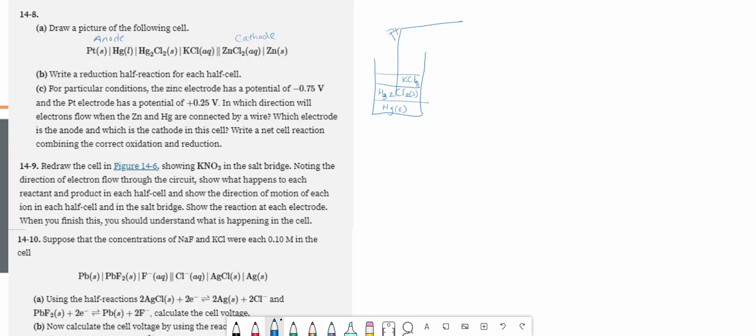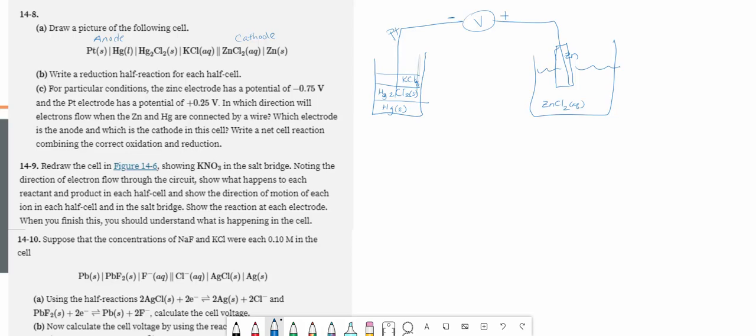And then I'm going to have my voltmeter. Use a V here. I'm going to put a minus sign on that side. I'm going to put a plus sign on this side. And in my other beaker, I have my cathode. So I'm going to have my zinc chloride aqueous solution. And then this is zinc. So we'll beef it up a little bit. Call that zinc. Make it some liquid.